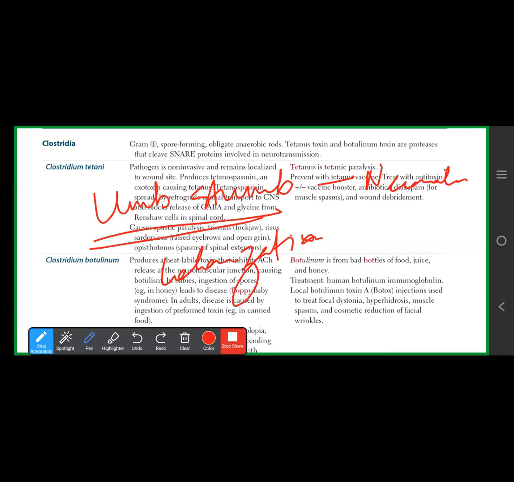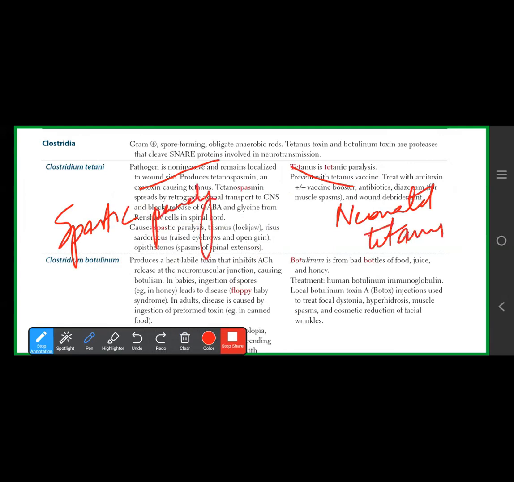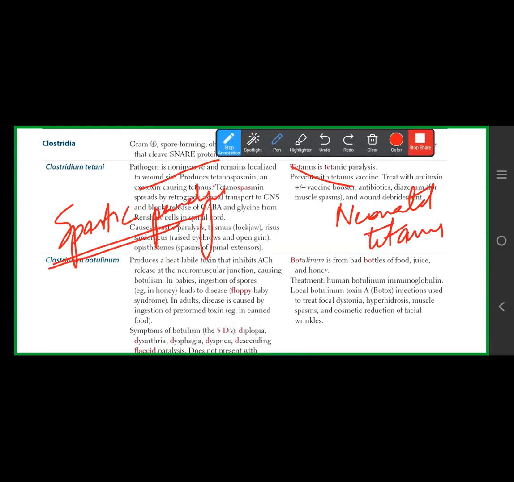Okay, so with tetani, what we have to remember is they have two types. As I told you, they can either present as a spastic paralysis, or they can present as a neonatal tetanus. So what is the difference in the clinical presentation of both of them? In spastic paralysis, the patients are going to have trismus. So what is trismus? It's a locked jaw. Okay, they have risus sardonicus. So what is risus sardonicus? You have raised eyebrows and an open grin.